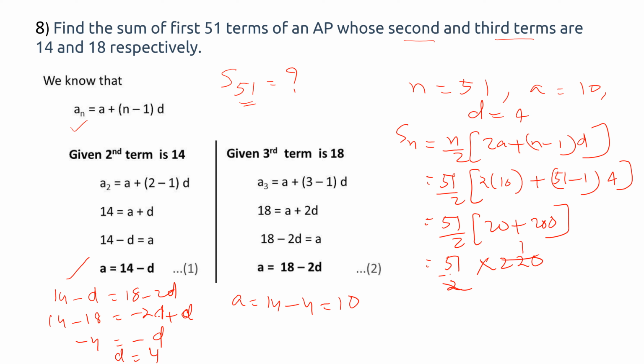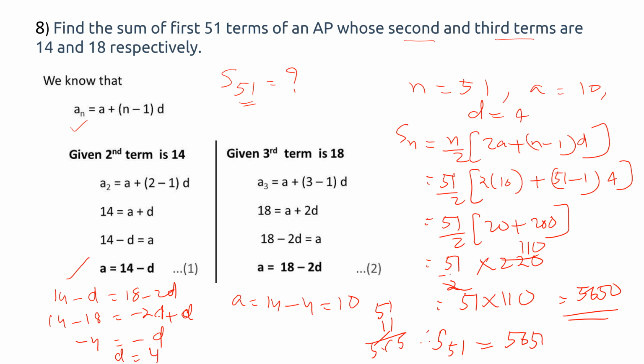So cancel this. We will get 110. So 51 into 110. So 51 into 11. So it will be 5 plus 1, 6, 5650. We can write, therefore S51 is equal to 5650.